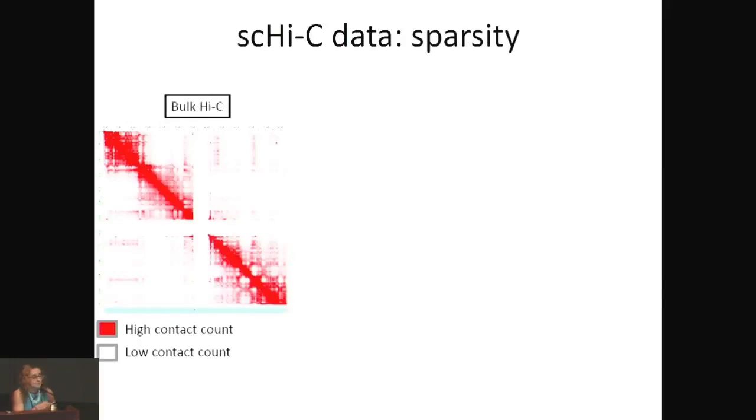What a typical bulk HiC data set might look like. White color is zero interaction, red is high interaction. So here you have the heterochromatin region, that's why you have this band, but otherwise you are seeing that on diagonals, close to diagonals, you have a lot of interactions. And as you go away from the diagonals, you see fewer interactions.